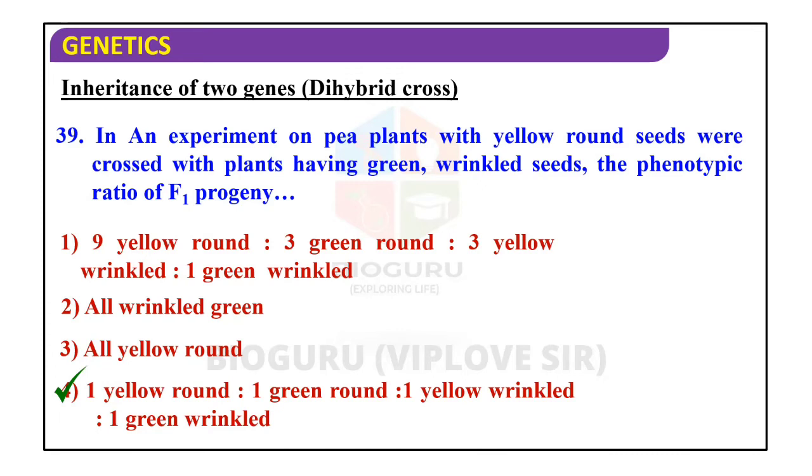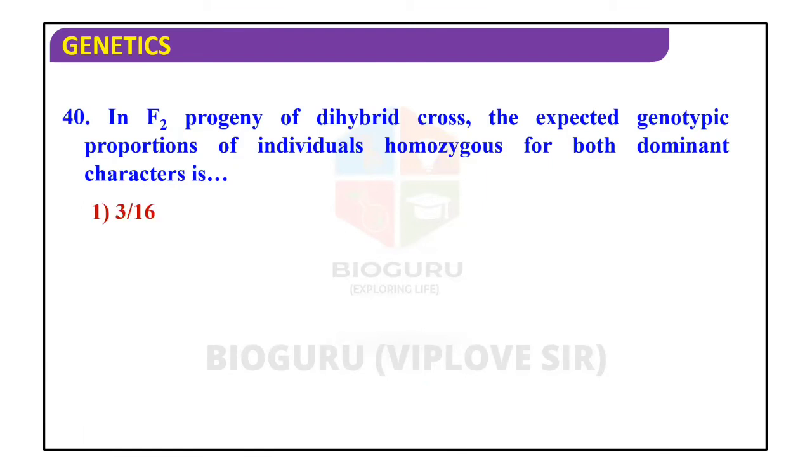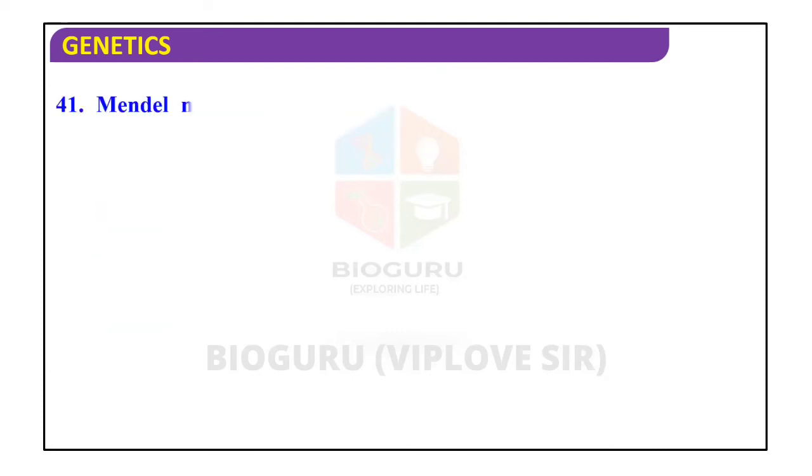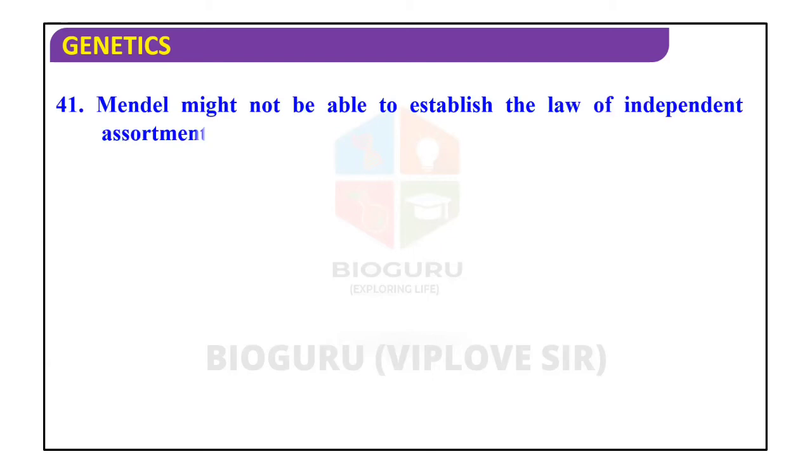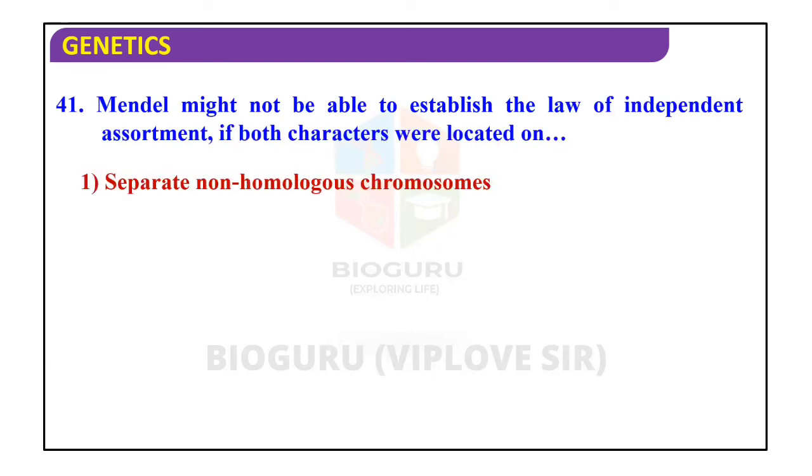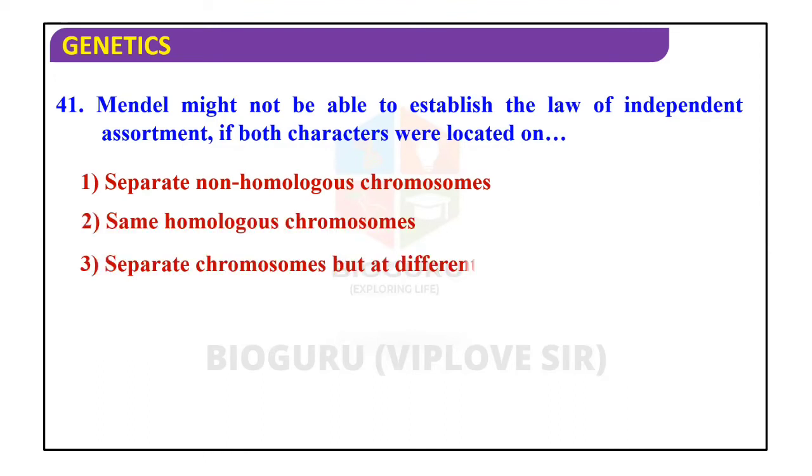Yes, that's good. Now, in the F2 progeny of a dihybrid cross, the expected genotypic proportion of individuals homozygous for both dominant characters is 3 upon 16, 9 by 16, 12 by 16, or 1 by 16? Yes, it is 1 by 16. That's good. Mendel might not have been able to establish the law of independent assortment if both characters were located on separate non-homologous chromosomes, the same homologous chromosomes, separate chromosomes but at different loci, or sex chromosomes.